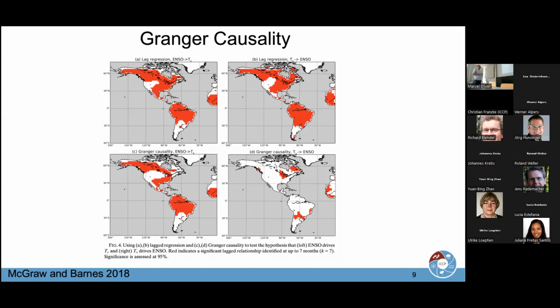But if you look at Granger causality, we see this relationship that ENSO affects surface temperatures, but the other way around, surface temperatures affecting ENSO, there are only very few areas here with significant grid points for this relationship.